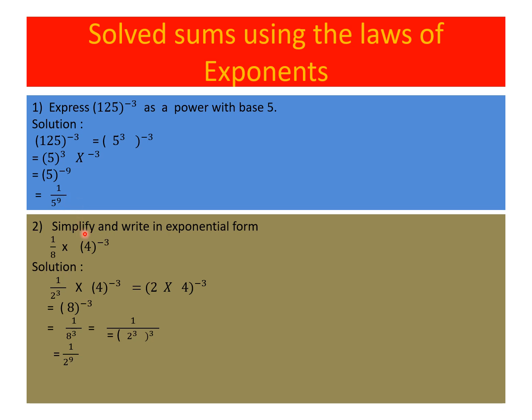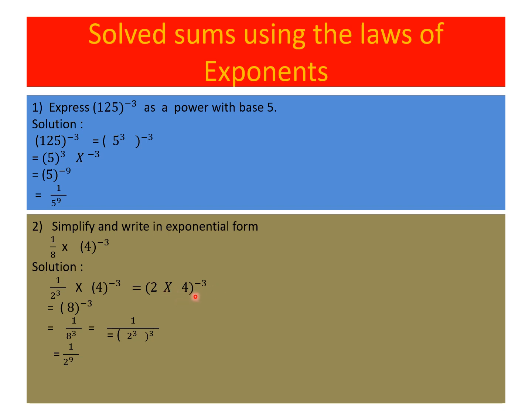The next question, simplify and write in exponential form. The sum is 1 by 8 into 4 power minus 3. One is a fractional number and the other is a negative exponent number. First, 1 by 8 can be written as 1 by 2 power 3. Take L division for 8, you will get 2 power 3. After that, into 4 power minus 3. Where 1 by 2 power 3 can be written as 2 power minus 3. So, I have written 2 power minus 3 into 4 power minus 3.